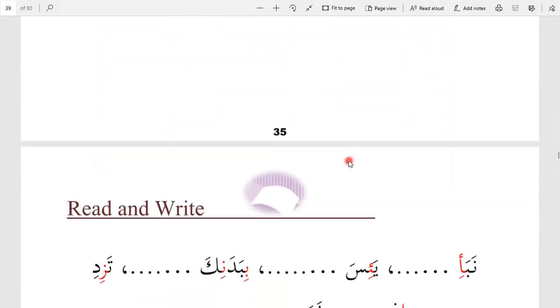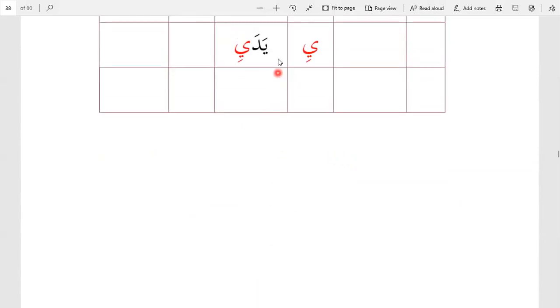Okay, we're gonna leave the exercise for tomorrow. We're gonna do it together. I'm gonna jump to a Quran page. We're gonna read together.